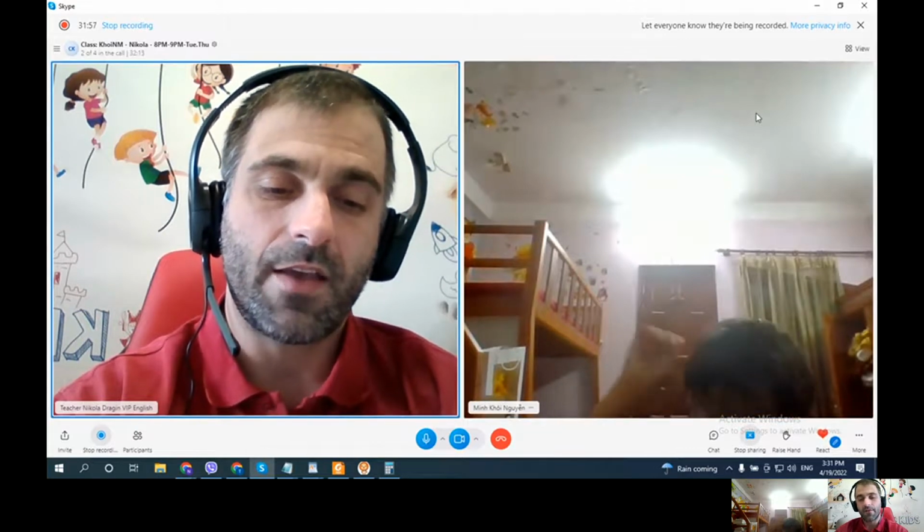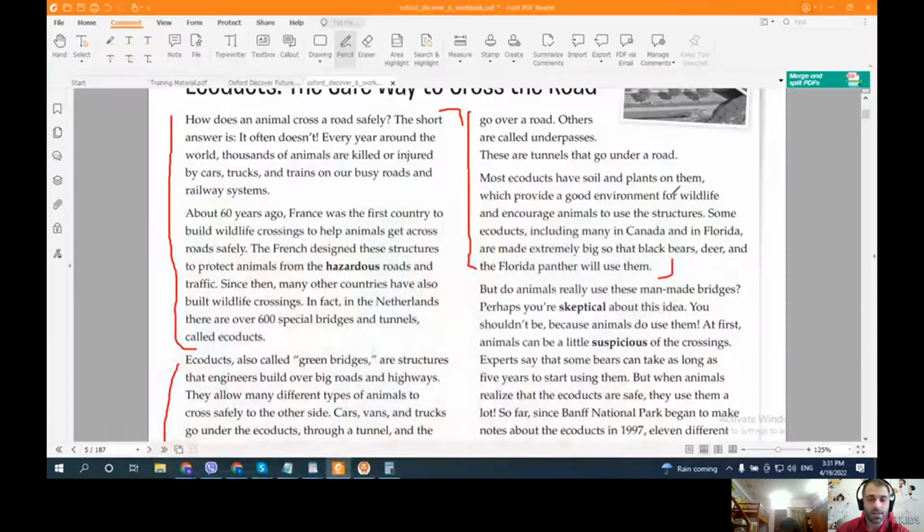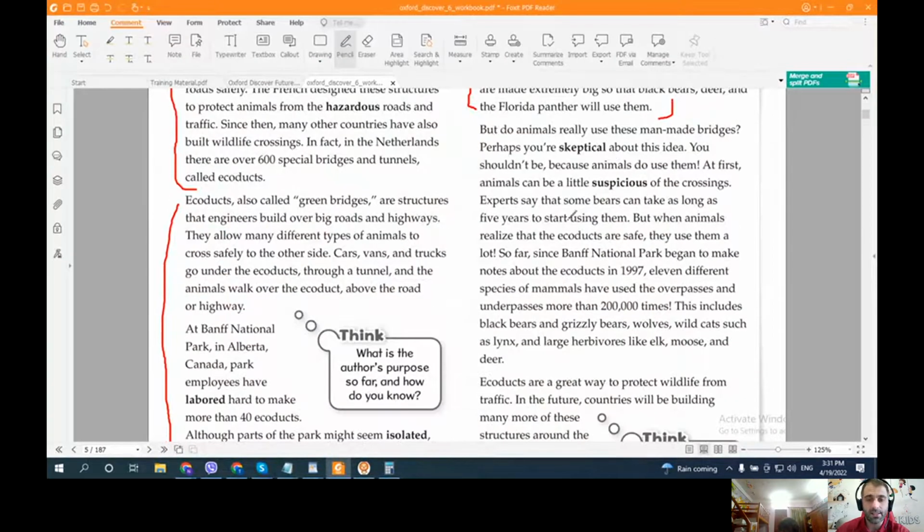Okay, very nice. Now let's have a look. Okay, now let's see this part. Can you please read this part for me? But do animals really use the man-made bridge? Perhaps you are skeptical about this idea. You shouldn't be, because animals do use them. At first, animals can be a little suspicious of the crossing.